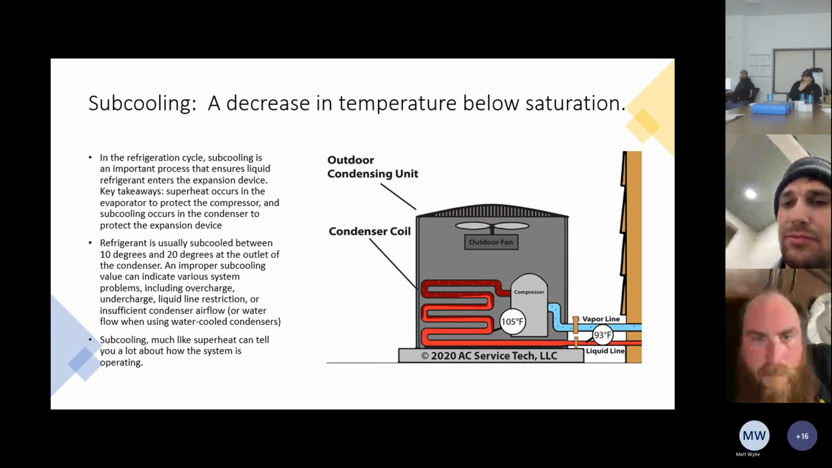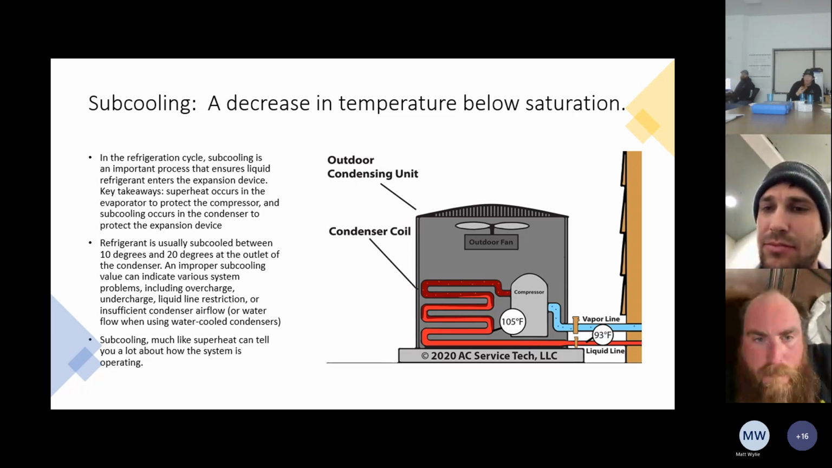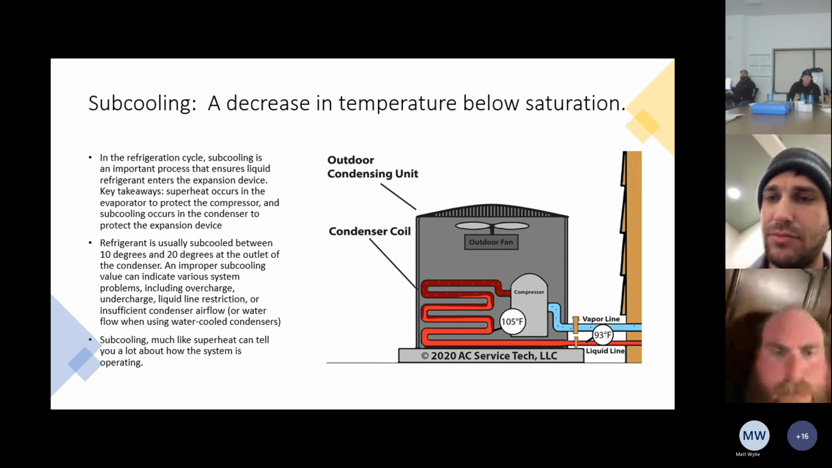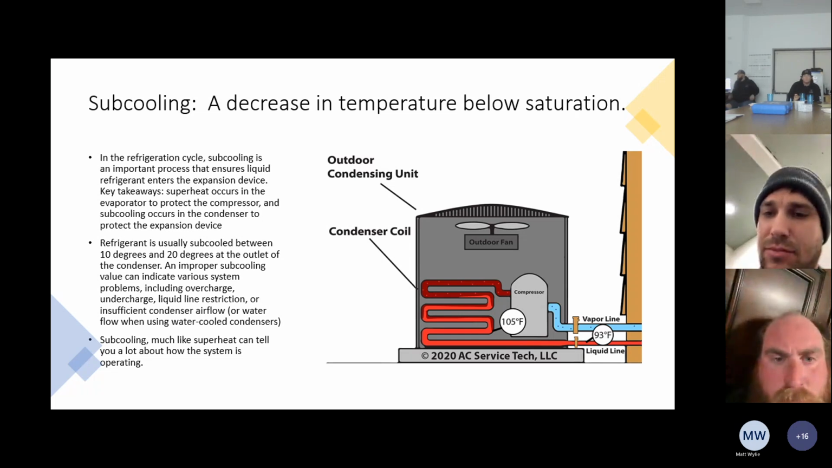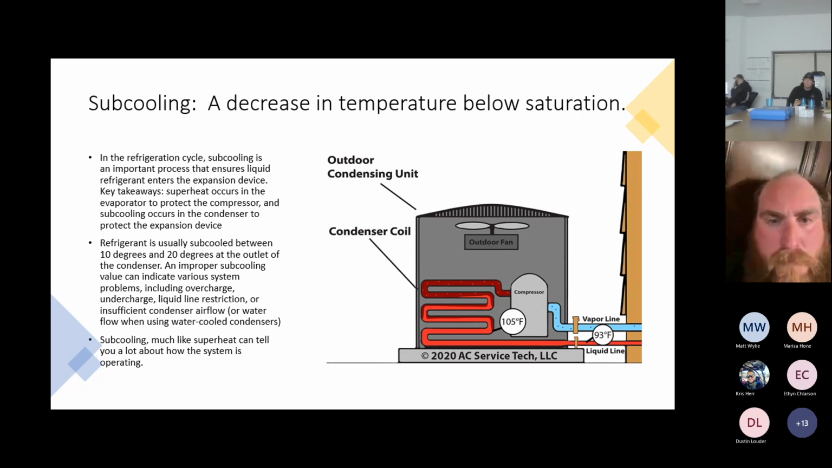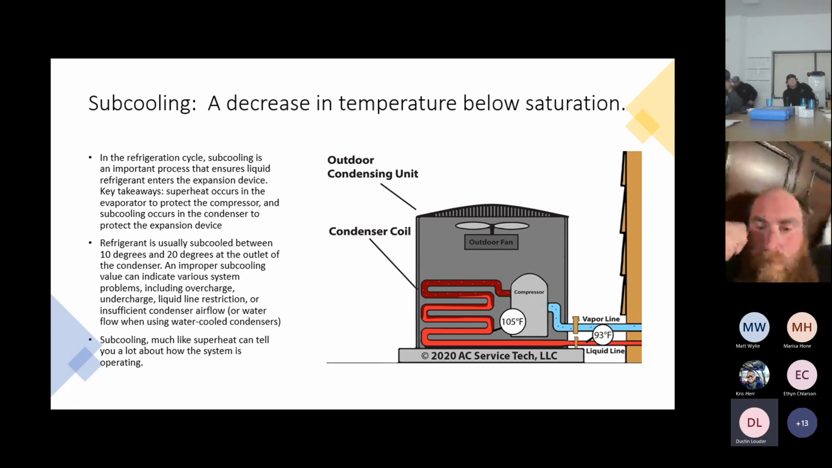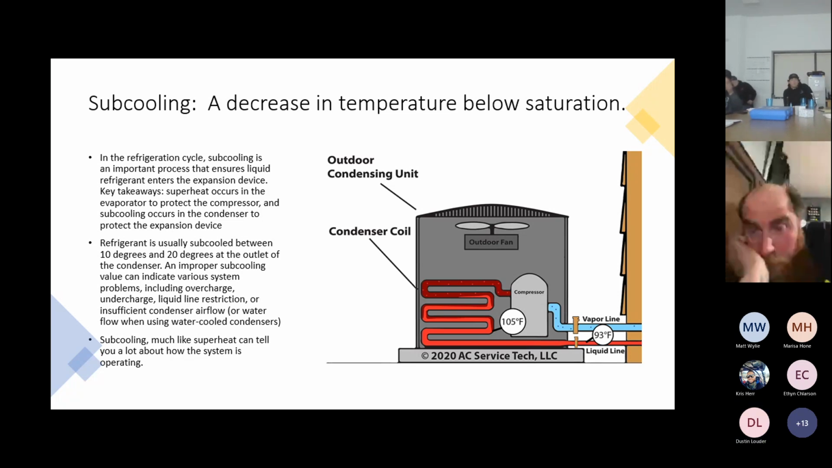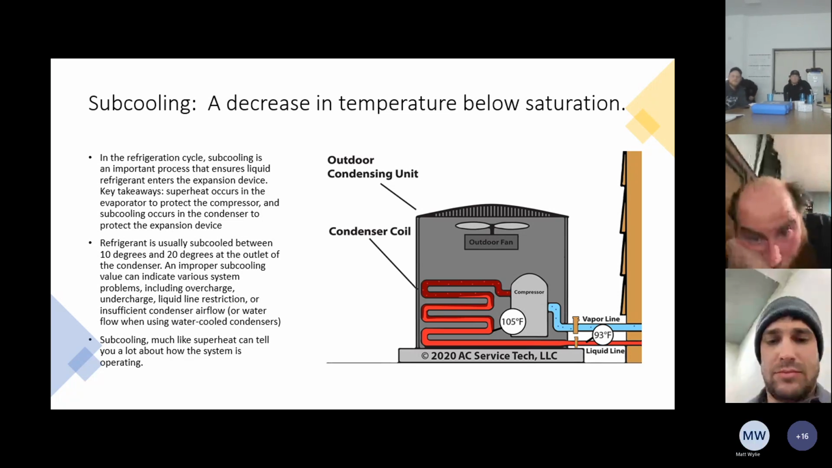My voice is like super gone. I'm going to go grab a drink really quick, but someone want to start by reading us what I wrote down for subcooling? Or before we move on, are there any other questions regarding specifically superheat? Everyone's good? Everyone feels like they got a good understanding of superheat so far? Everybody go get a drink.